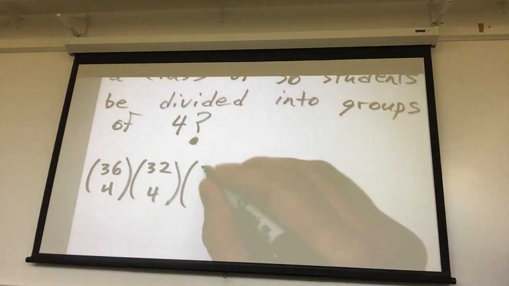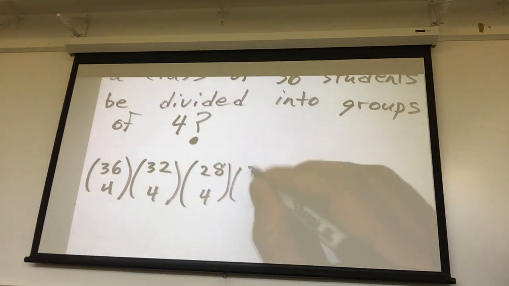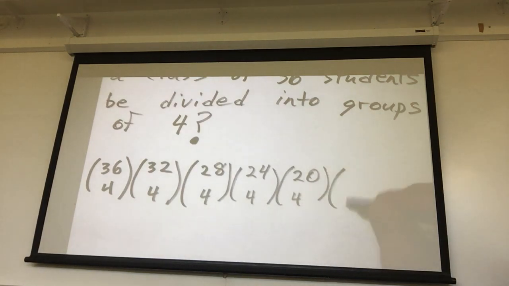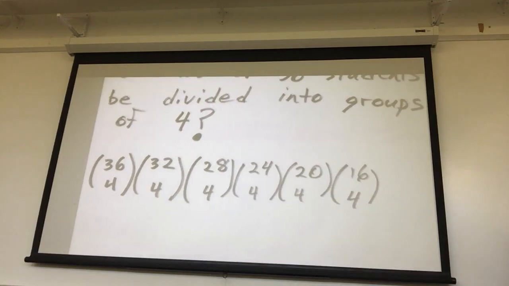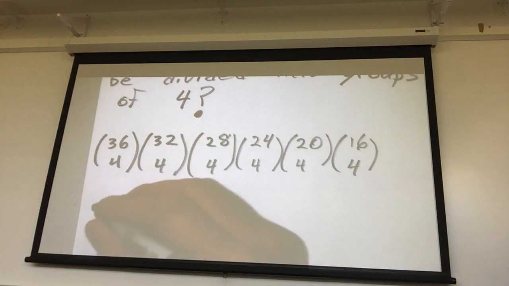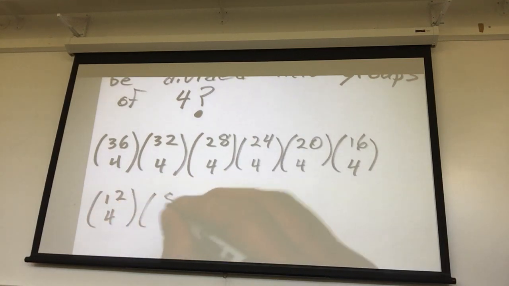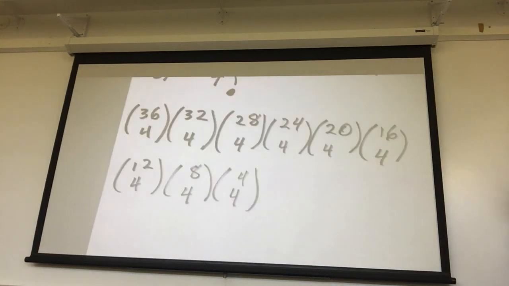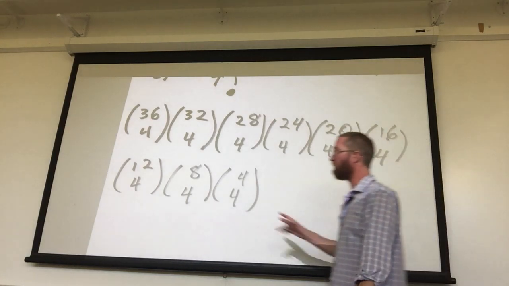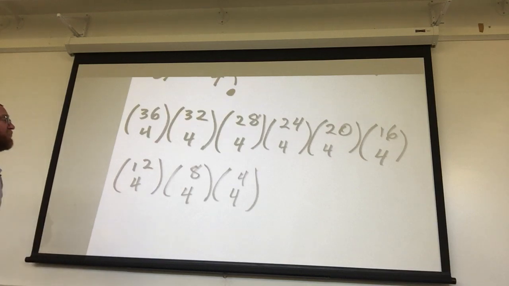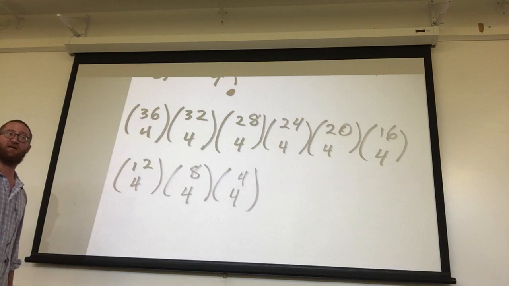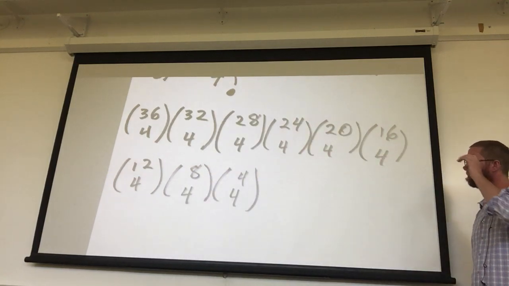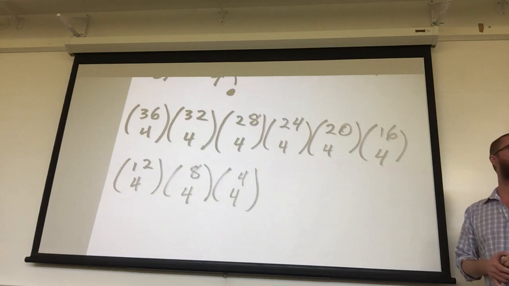And so what would the next one be? 28 choose 4. The next one would be 24 choose 4, and then 20 choose 4, 16 choose 4. I'm going to run out of room, so I'll continue this: times 12 choose 4, times 8 choose 4, all the way up to 4 choose 4. And 4 choose 4 just comes out to 1 because I've already picked everybody out of the class. So this is the number of possible ways that you could take a class of 36 students and procedurally divide them into groups of 4. That is the multiplication rule for procedures.